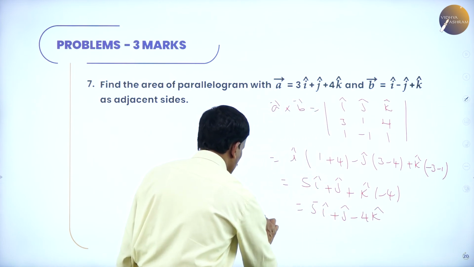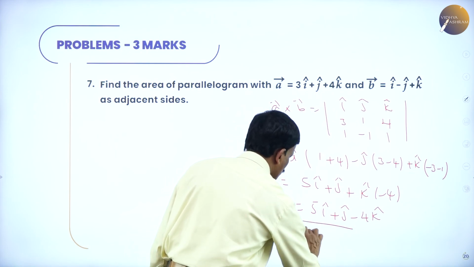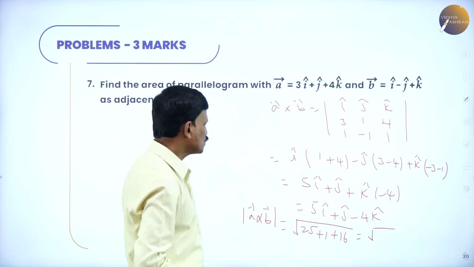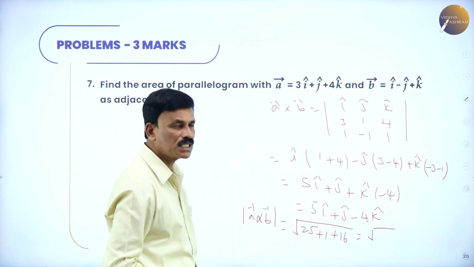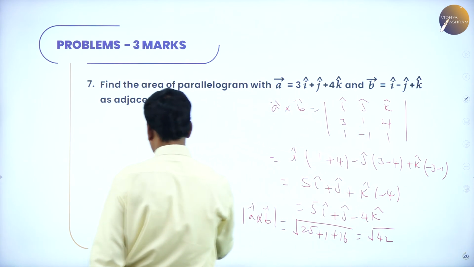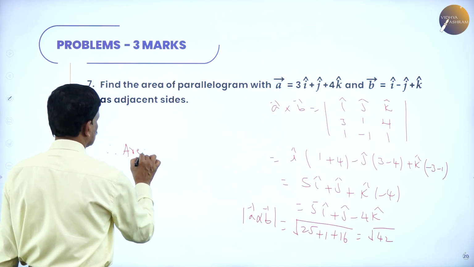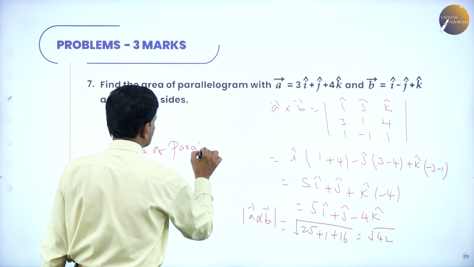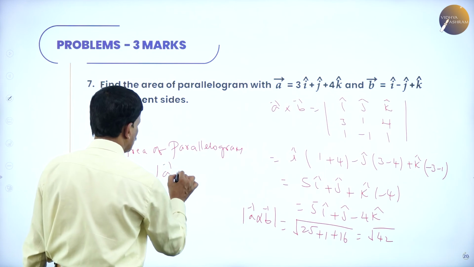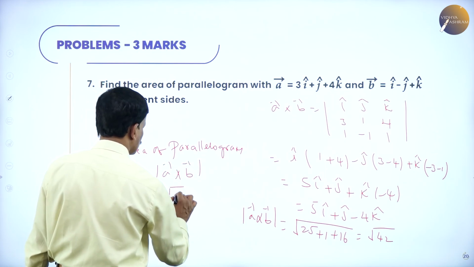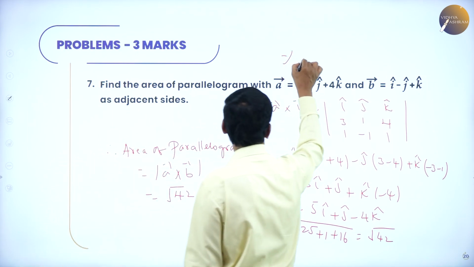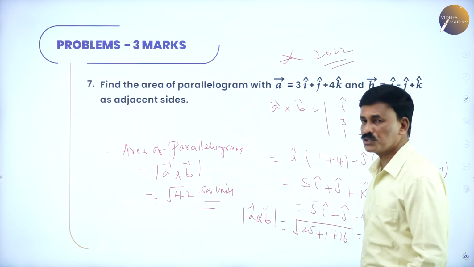And the magnitude of A cross B is equal to the root of 5 times 5 is 25, plus 1 times 1 is 1, plus 4 times 4 is 16. So this is equal to 25 plus 1 plus 16, which is root of 42. So therefore the area of the parallelogram is the length of A cross B, that is equal to root of 42 square units. That's it. So these are all very important types of problems for the 2022 examination.